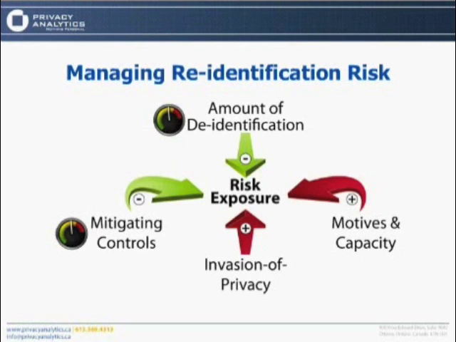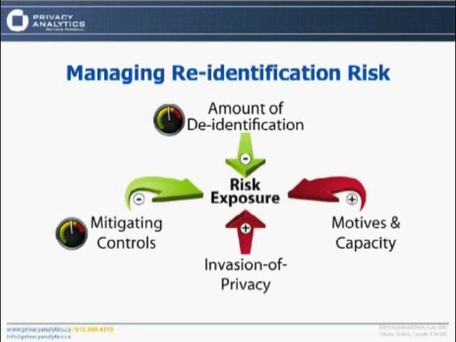For those 3 factors, we went back and looked at what people who have been releasing data for the last 2 or 3 decades have been doing, and they look at these factors in an experiential way. We've tried to formalize this. Mitigating controls looks at the security and privacy practices of the data recipient. Invasion of privacy looks at the sensitivity of the data. Motives and capacity looks at the motives of the data recipient to re-identify the data and their capacity to do so. So this gives us a very structured way to define what very small is.